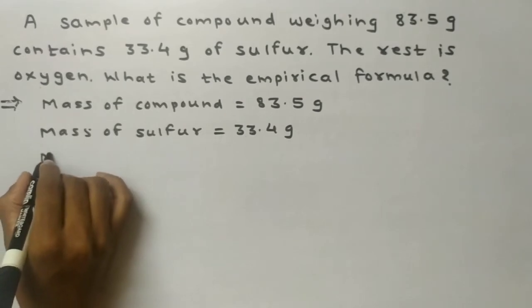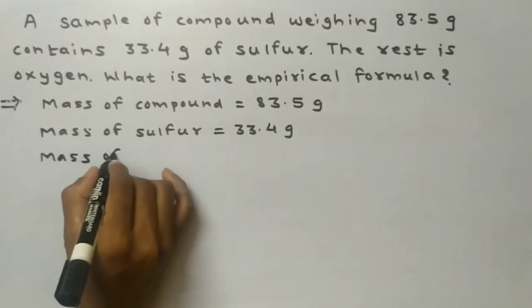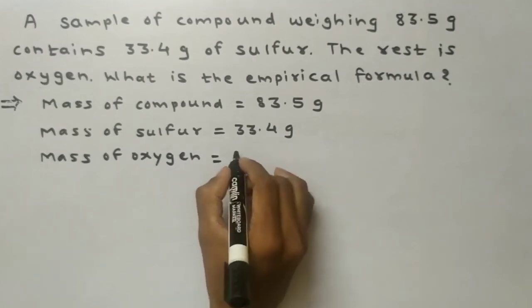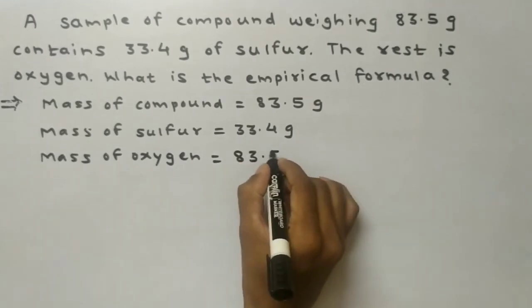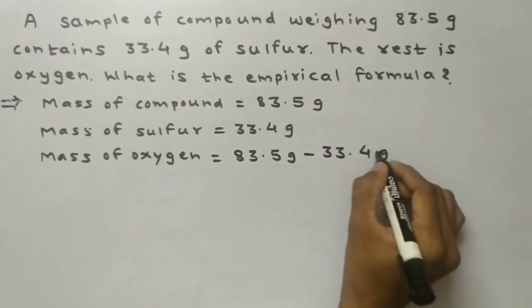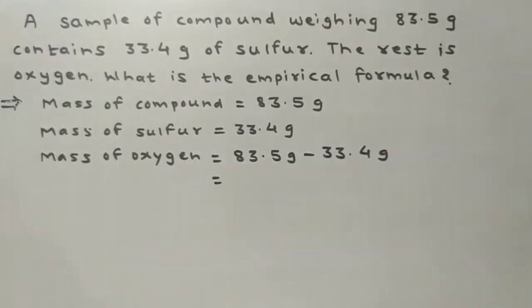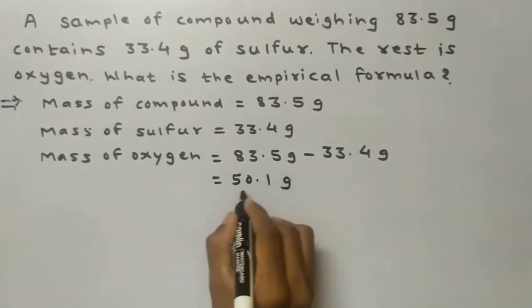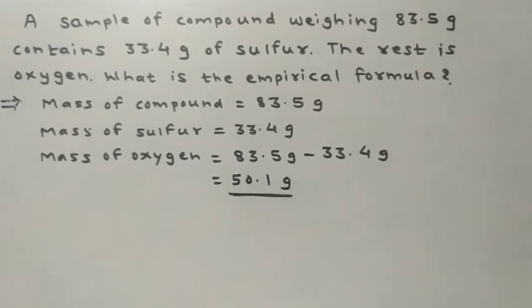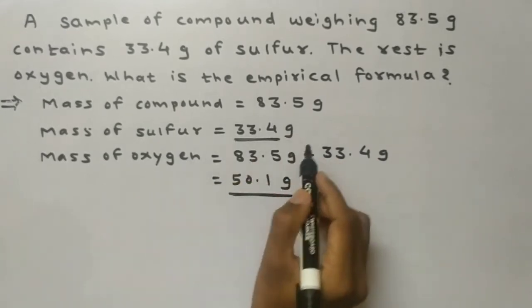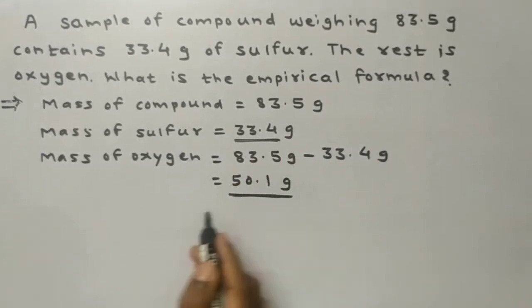So we'll determine the mass of oxygen, which is the mass of the compound, 83.5 grams, minus the mass of sulfur. So we'll get 50.1 grams. This is the mass of oxygen. Now we have a mass of sulfur of 33.4 grams and a mass of oxygen of 50.1 grams.